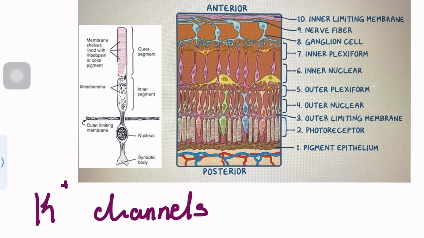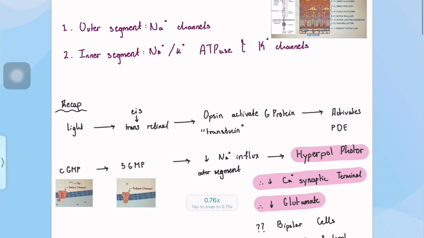The photoreceptor layer is found just above the pigment epithelium, and the photoreceptors are divided into three segments: an outer segment which is closest to the pigment epithelium, an inner segment, and the synaptic body which synapses with different cells, mainly the bipolar and the horizontal cells. The outer segment of the photoreceptor has sodium channels, and the inner segment has sodium-potassium pump and potassium channels.